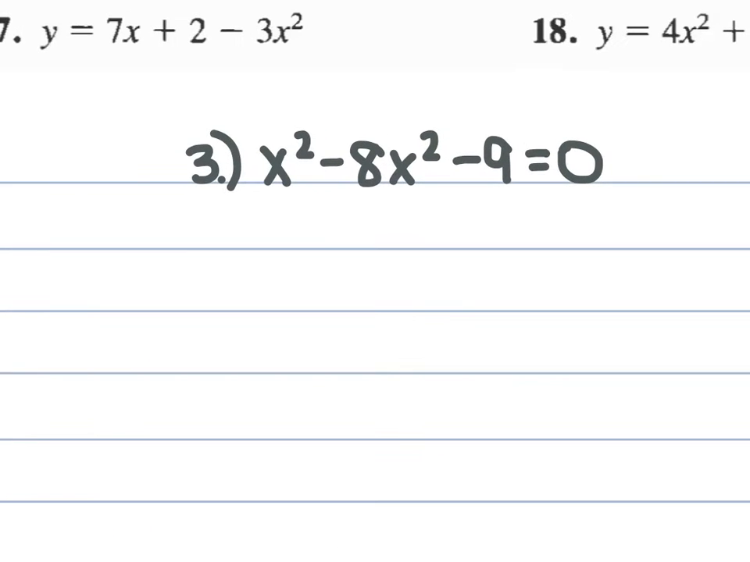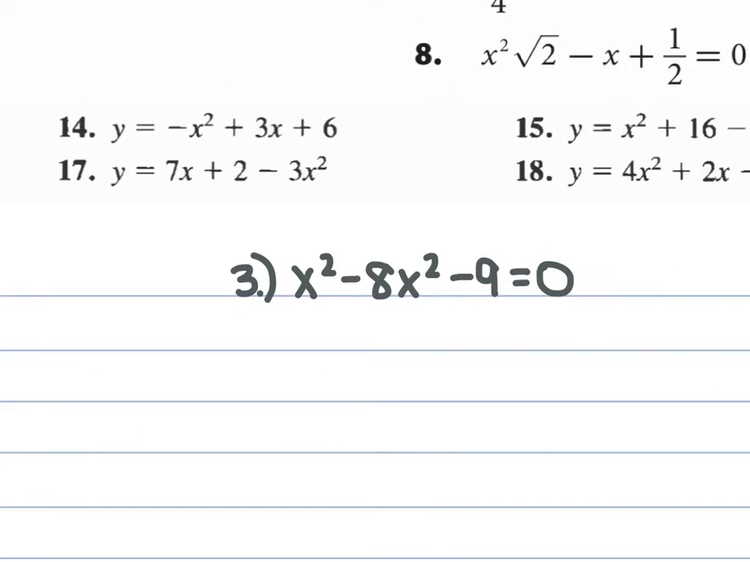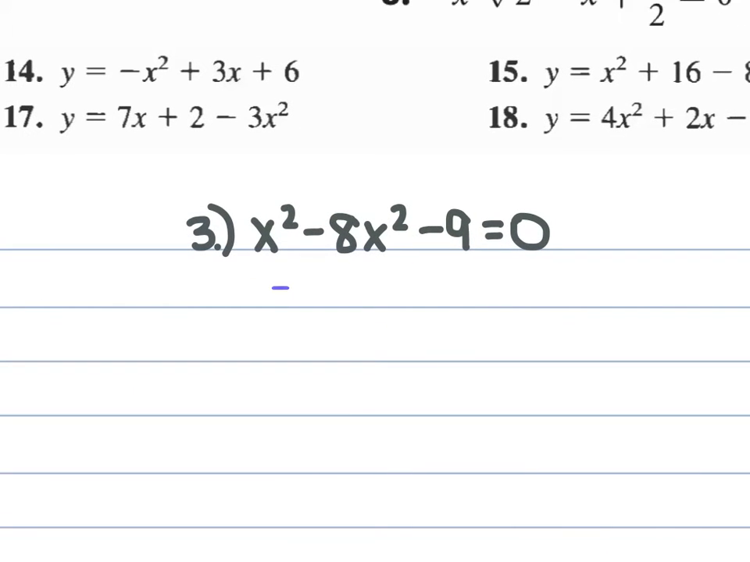For 3, we have x squared minus 8x squared minus 9 is equal to 0. So we are going to combine like terms here. We get negative 7x squared minus 9 is equal to 0. So our A is negative 7, our B is 0, and our C is negative 9.